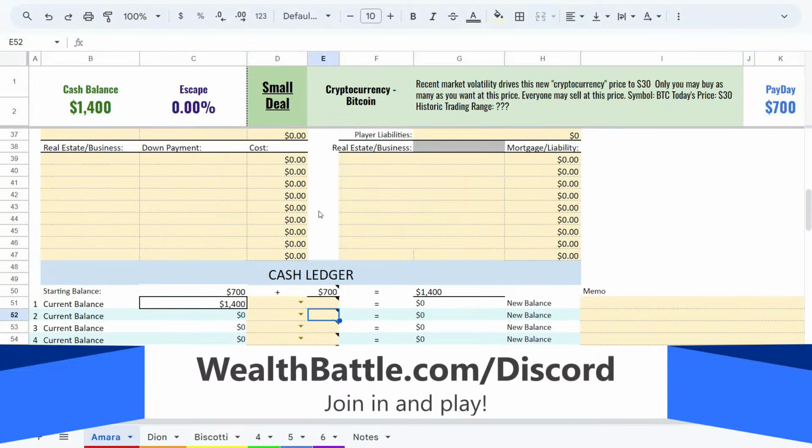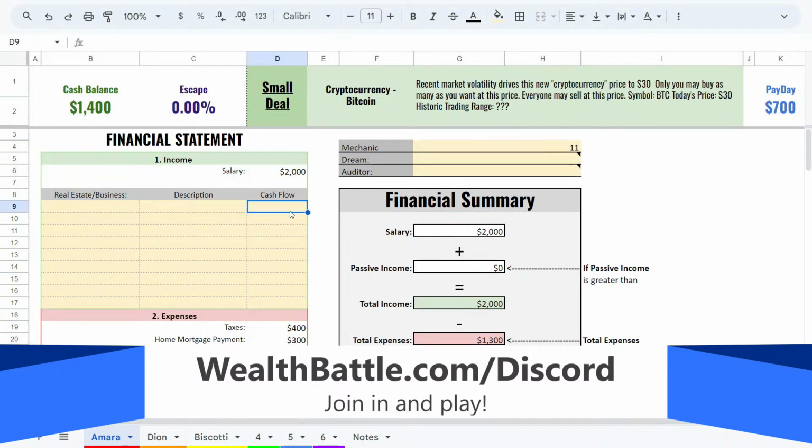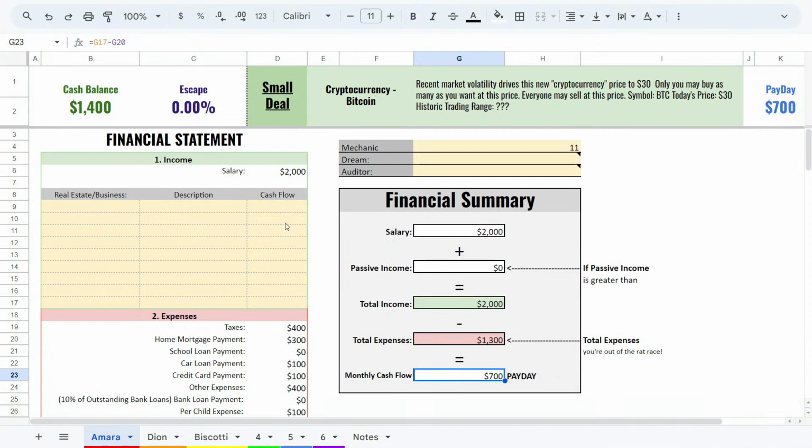So the goal, right? We're playing this game Cash Flow. The goal is to have our passive income greater than our expenses. And so throughout the game, our passive income is going to change and our expenses are going to change. And if you look at that financial summary, your income is made up of your salary and your passive income added together. Then you're going to subtract your total expenses. And that number at the end is your payday. That's the cash flow that you will receive every time you land on or go over one of those orange sections. And all of that is summarized at the top.